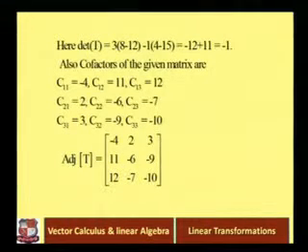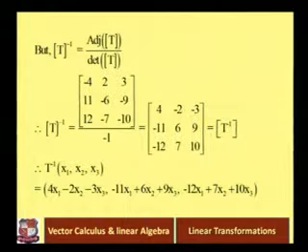To find the inverse of the standard matrix, the formula is the adjoint of the standard matrix upon the determinant of the standard matrix. We already found the adjoint of that standard matrix, that is this one, and the determinant is -1. So basically we have to multiply all the elements with -1. So 4, -2, -3, -11, 6, 9, and -12, 7, 10. That is equal to the standard matrix of T inverse.